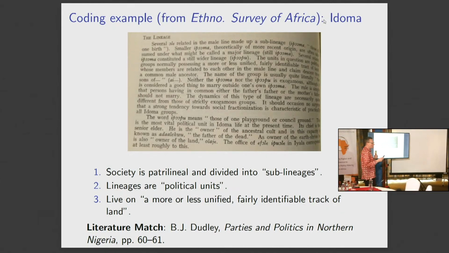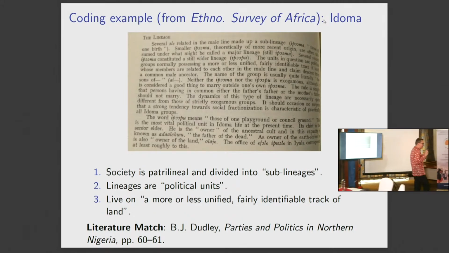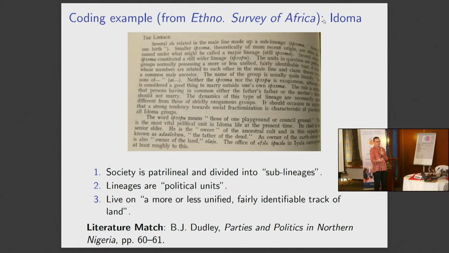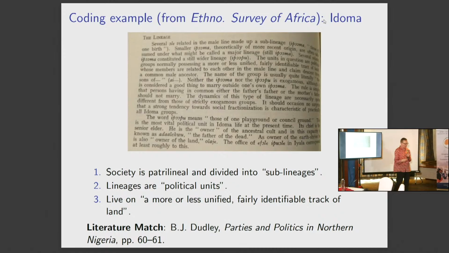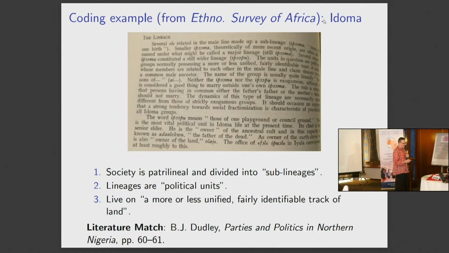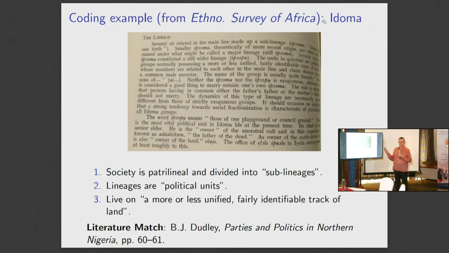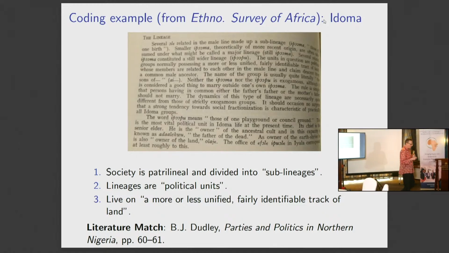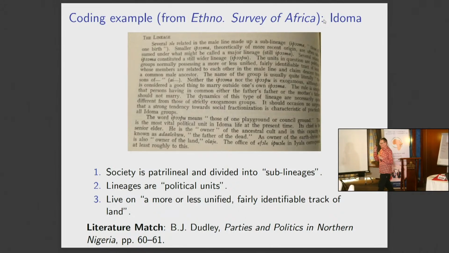And then what we did is we just go to the library and work our way through the shelves. And then you find a book by B.J. Dudley, Parties and Politics in Northern Nigeria, and on pages 60-61, he refers to the Idoma as a segmentary lineage society. So we were trying to cross-check or validate our coding by looking at whether it's consistent with how other scholars have talked about particular societies. So this is very time-consuming. But actually, I find this terribly fun. Like most of those things that we talked about, I discovered purely by chance by just taking a book off the library shelf or whatever.